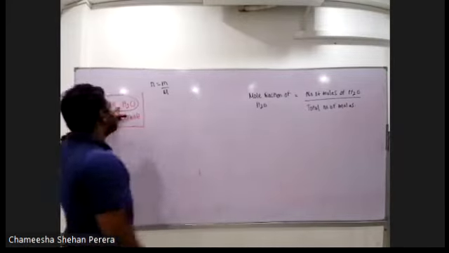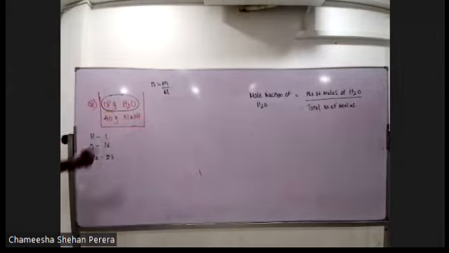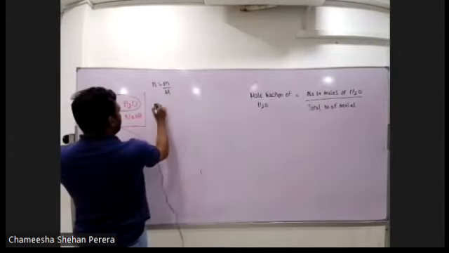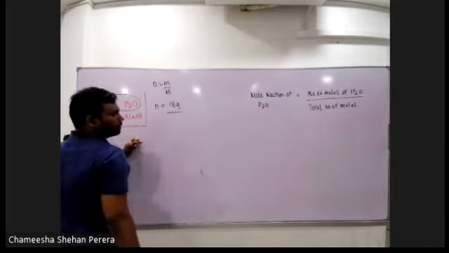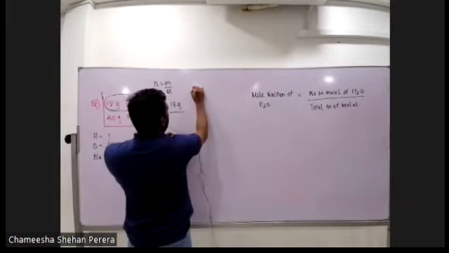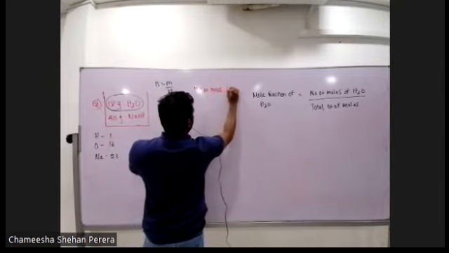present in 18 grams of water. Is it clear? Yes, sir. So how do you do that? We know the given mass of water, that is 18 grams, isn't it? Yes, sir. But we want to find out the molar mass of water.